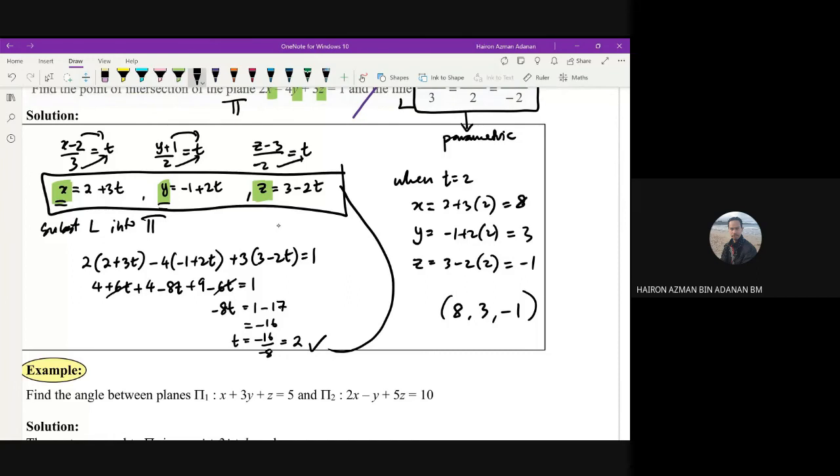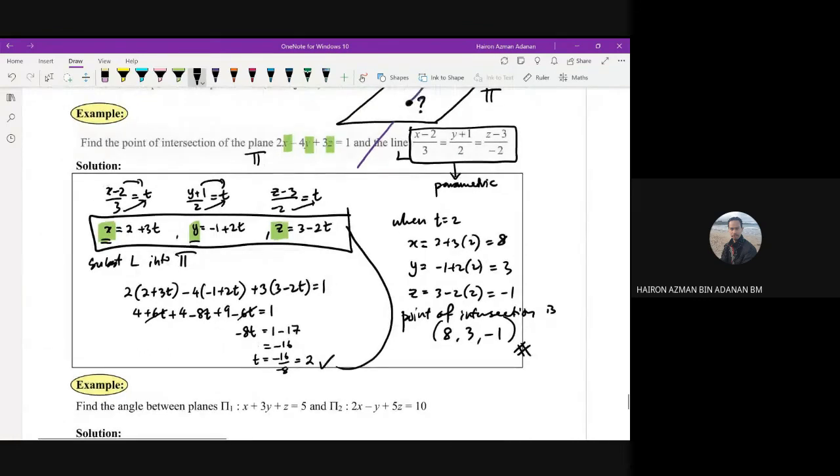This is what we call the point of intersection between line and plane. Okay, done. Settle. Bagi bentuk koordinat lah. Bukan bentuk vektor lah, sebab dia titik kan. Just bagilah bentuk koordinat 8, 3, negative 1.